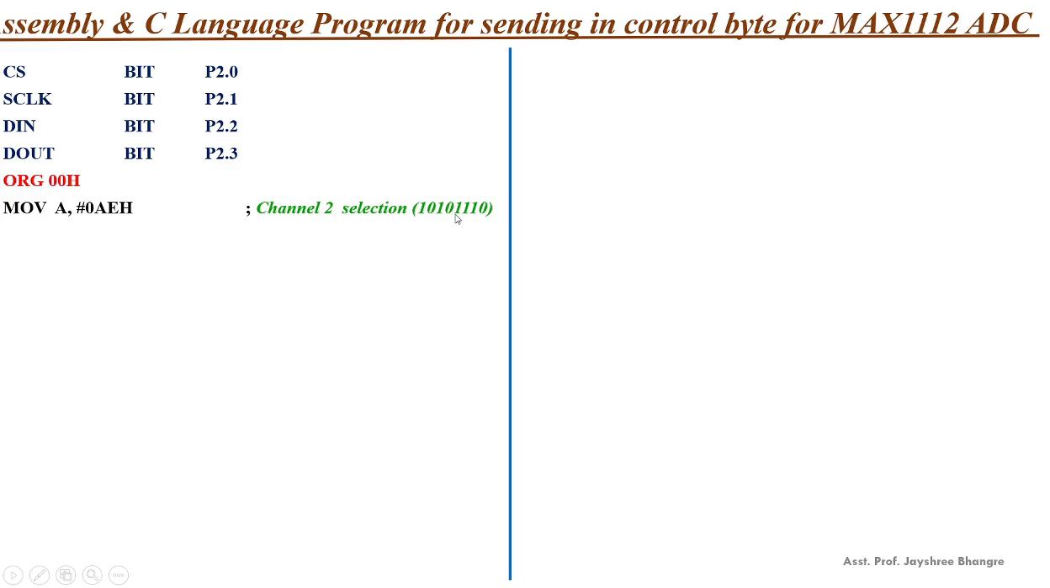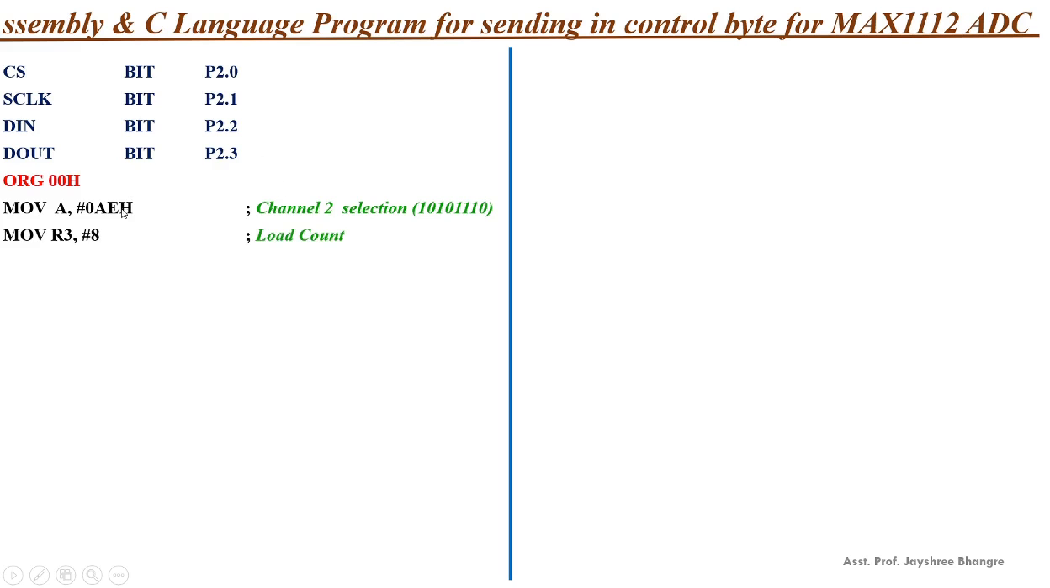Then the next bit is unipolar or bipolar. So we are making this bit a 1. That means we are selecting unipolar operation. Then we are selecting the single ended mode, and we are selecting this ADC in fully operational mode, and we are using the internal clock, where the serial strobe input indicates the end of a conversion. So this is the value, that is nothing but 0AEH.